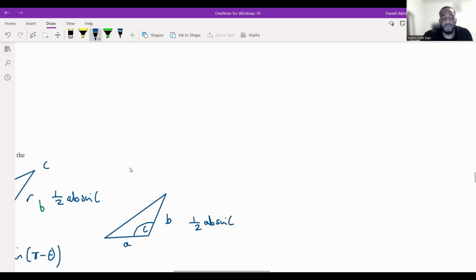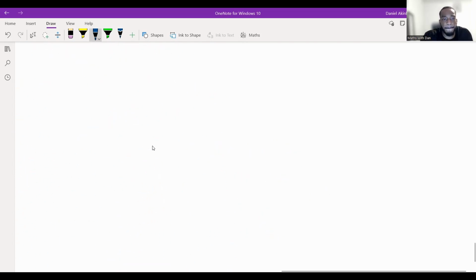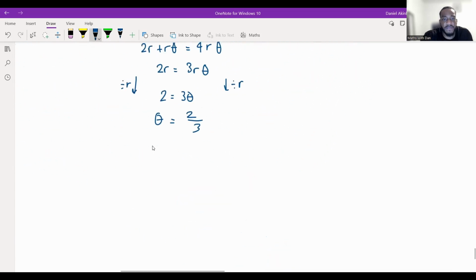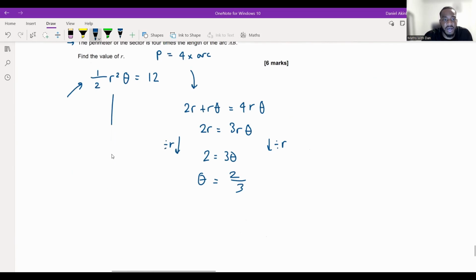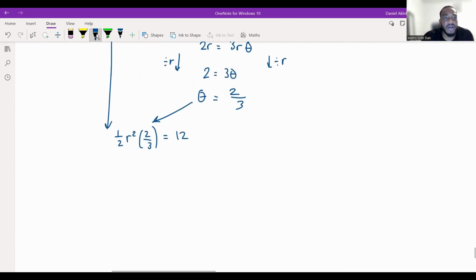So to finish off, we're going to have 1/2 r squared, and we know theta is 2 over 3, and this is equal to 12. Now tidying this up, that is going to cancel with that, isn't it? So that's just going to give us r squared times 1/3 is equal to 12. Times by 3, we get r squared is equal to 36.